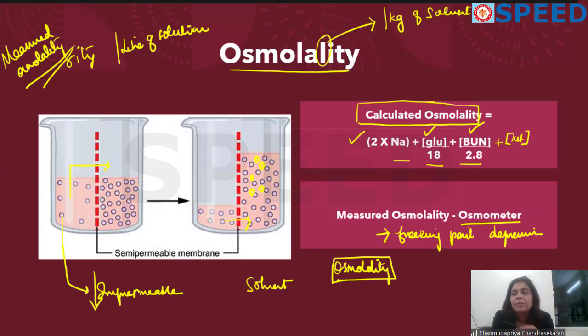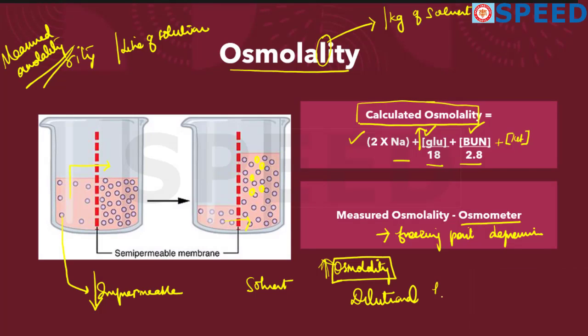In hyperglycemia, what would happen? There is an increase in glucose, so the osmolality value will be elevated. The person has undergone mannitol infusion. What will happen to osmolality? It will again be elevated. Radio contrast dye, osmolality will be elevated. So in all dilutional hyponatremia conditions, serum osmolality will be high.